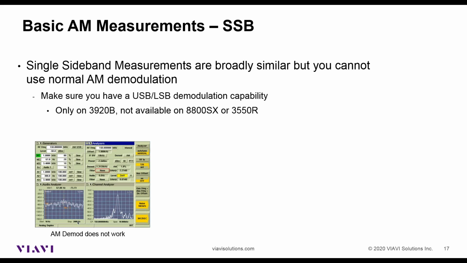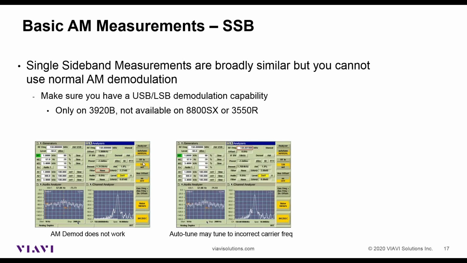So here's an example. I've got a single sideband measurement, and this is just feeding into itself. I didn't have a single sideband radio handy when I did these measurements. If I'm trying to demodulate using AM, you'll see that my demod frequency, my AM modulation, and my SINAD are all wrong.